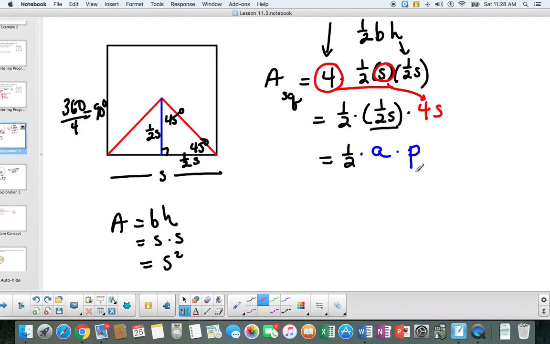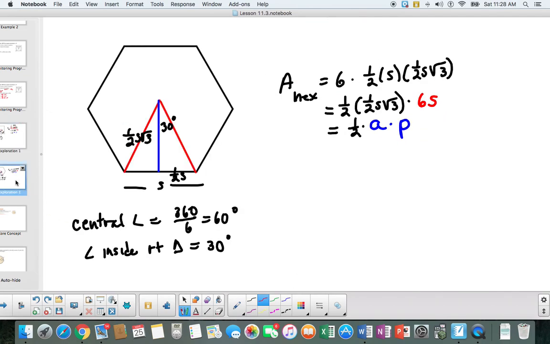And I want you to see that you can find the area of a square with this formula. That will lead us into this next figure. We don't have a formula for a hexagon, but what we're going to use is the same strategy we used for the square. I'm going to take the central angle, which is 360 divided by 6, because there are 1, 2, 3, 4, 5, 6 sides, so that's 60 degrees.